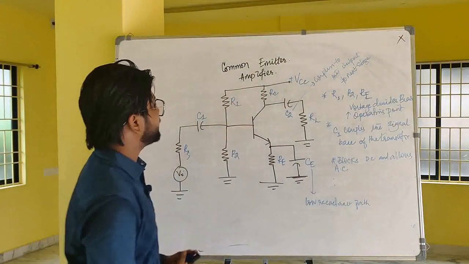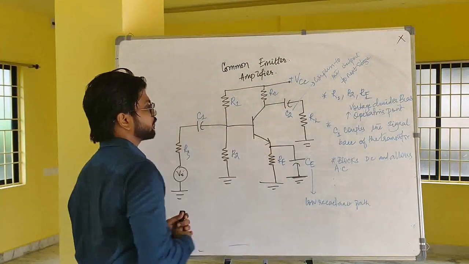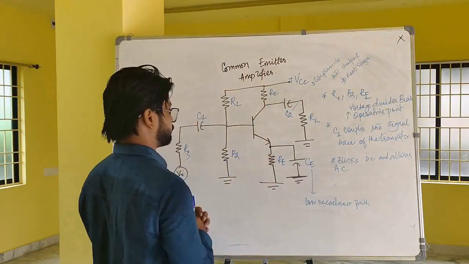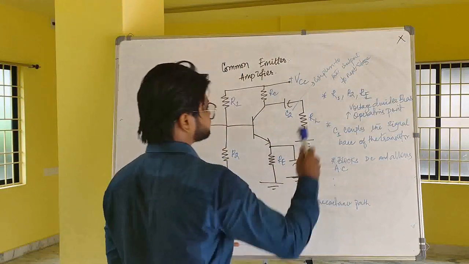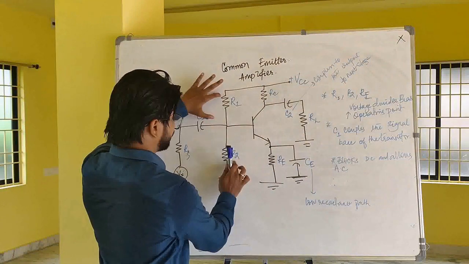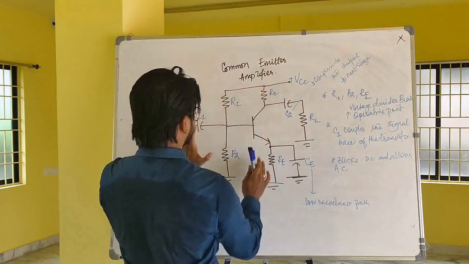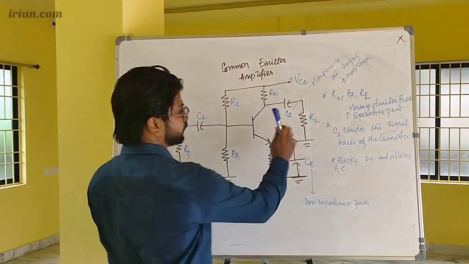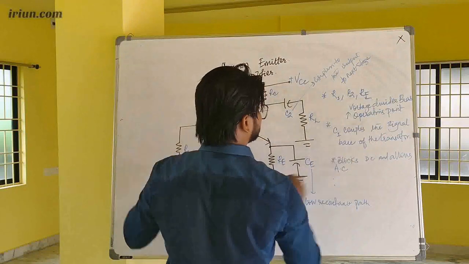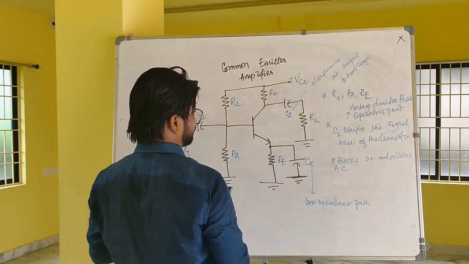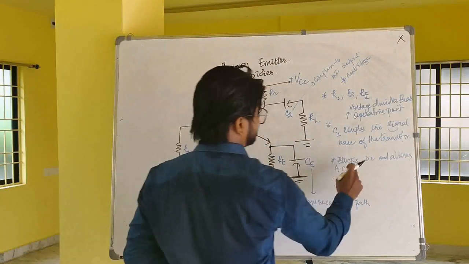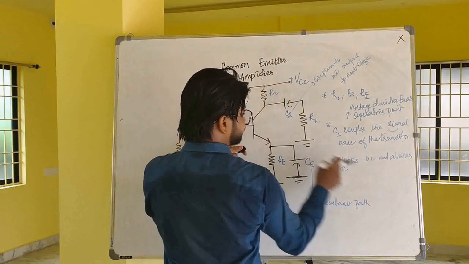So guys, now in the common emitter amplifier, you could see this is the circuit. The emitter is common to the input as well as to the output. Here R1, R2 and RE form the voltage divider bias to stabilize the operating point of the circuit, where the capacitor C1 couples the signal to the base of the transistor.